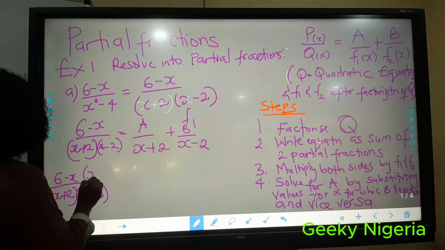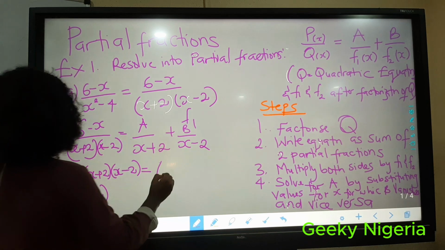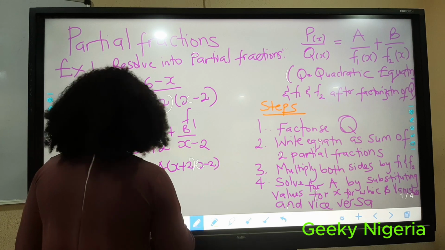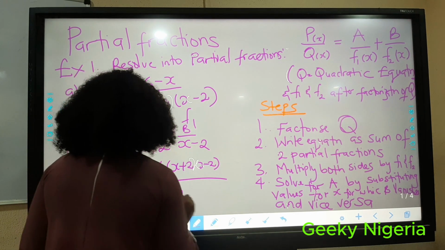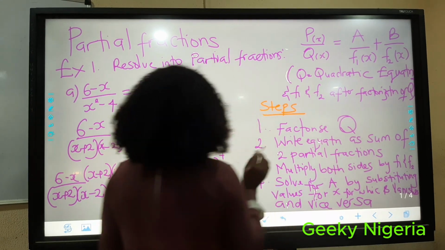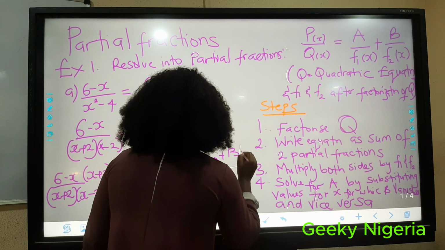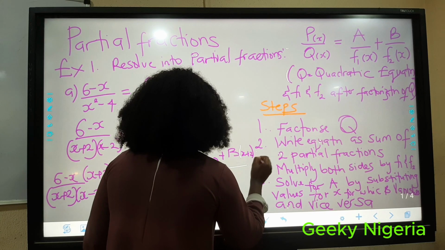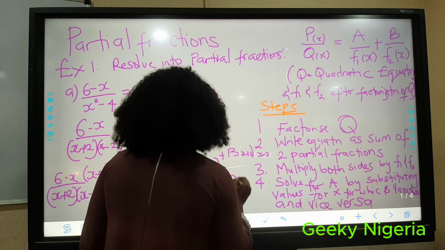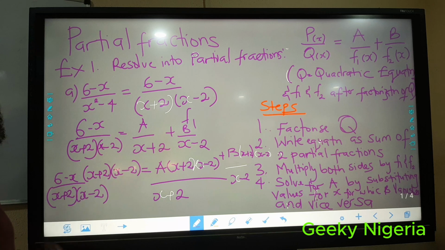So I'm multiplying both sides by x plus 2, x minus 2, which is equal to A times x plus 2, x minus 2, all over x plus 2, then plus B, forgive this, it's quite small, times x plus 2, x minus 2, all over x minus 2. Trying to see how I reduce this, all over x minus 2.